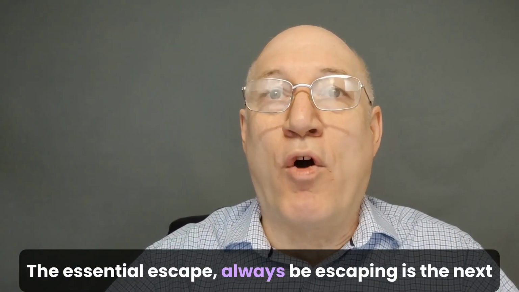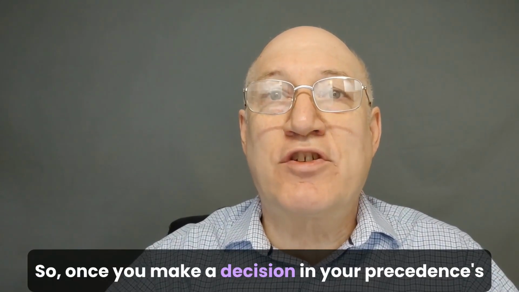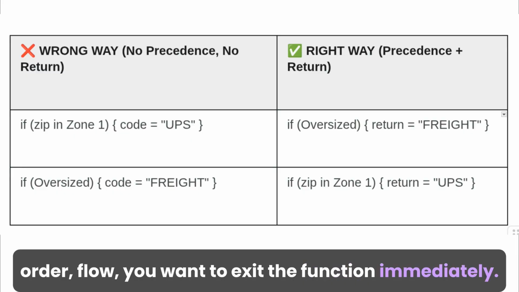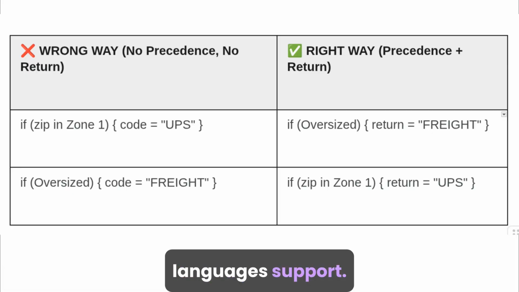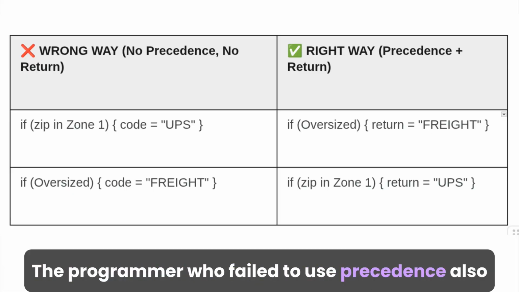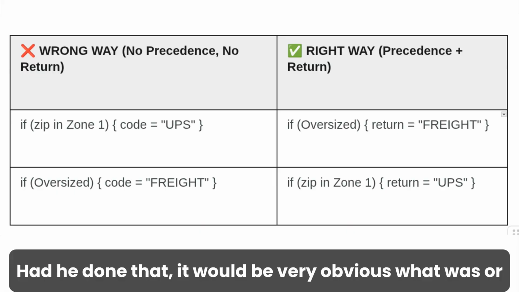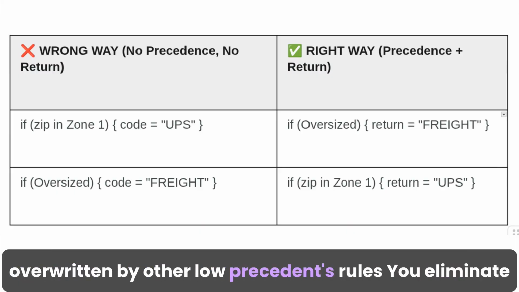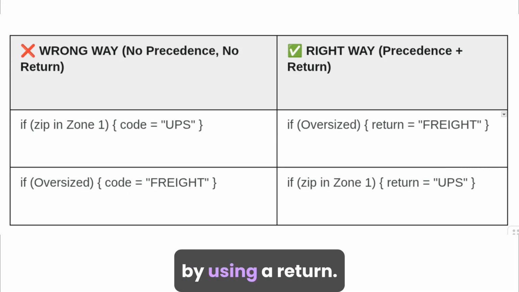The essential escape, always be escaping, is the next rule. Once you make a decision in your precedence order flow, you want to exit the function immediately. The correct tool for this is the return statement, which all languages support. The programmer who failed to use precedence also failed to use the return statement once the shipping code was selected. Had he done that, it would be very obvious what was or wasn't working. A single shipping code variable was repeatedly overwritten by other low precedence rules. You eliminate needless processing and guarantee the correct decision by using a return.